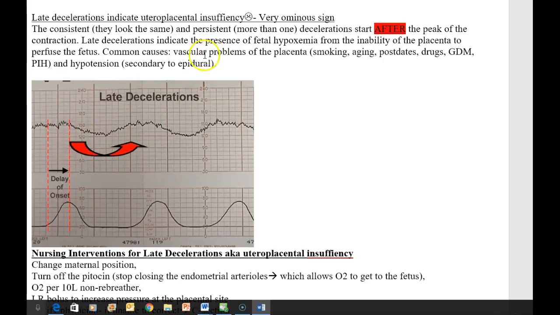The most common causes are vascular problems with the placenta. The placenta is calcified, from smoking, an old placenta, post-age, drugs, gestational diabetes, hypertension, and it could be hypotension secondary to the epidural, if the placenta is not in good shape.